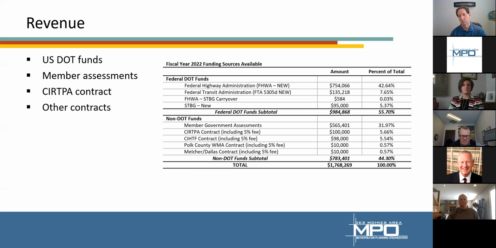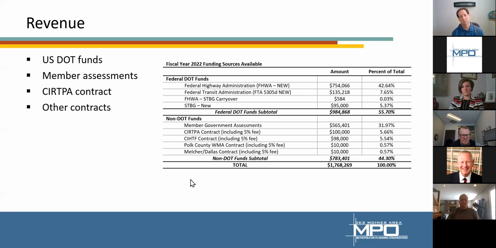So this shows what our revenue looks like, and I'll come back to this a little bit, but keep this number in mind here. So this shows on the top, the federal funds that we receive for our normal operations, and then below that, the non-DOT matching funds for member assessments, and then the various contracts that we have. So all told about 1.6 or 1.7 million in revenue.